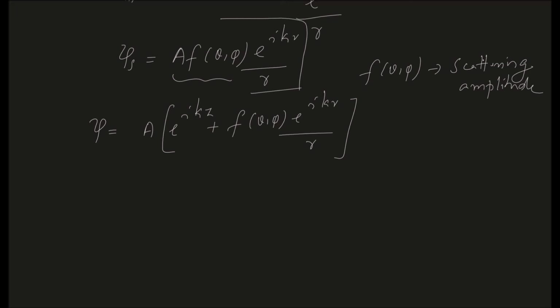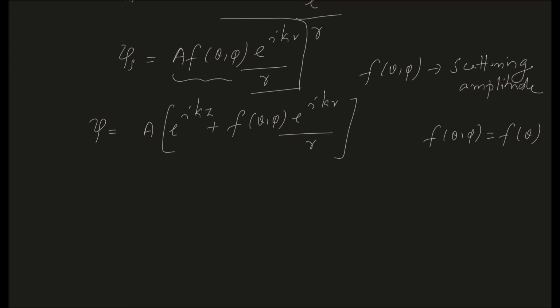Now if it is a spherically symmetric potential, then f of theta, phi can be written as just f of theta, as the potential will be independent of the angle phi, or the scattering will be independent of the angle phi. Otherwise these are functions of two angles, theta and phi. Now let's see the incident current density or the flux density.